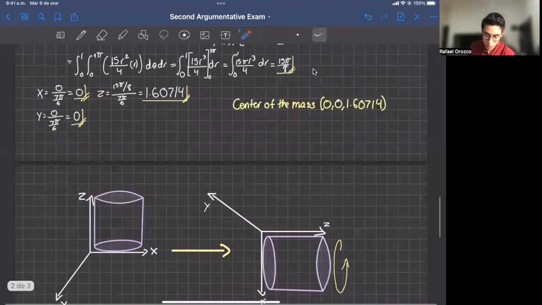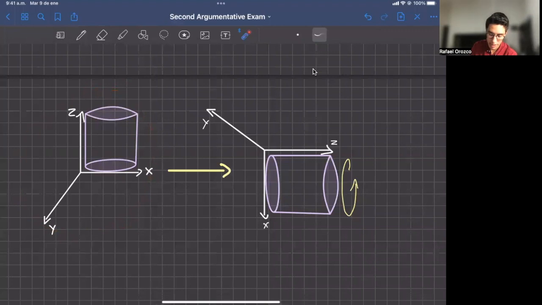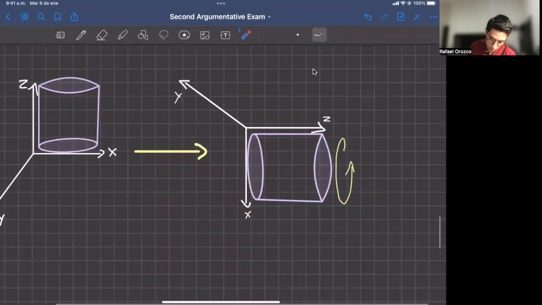The center of mass of the second problem is 0, 0, 1.60. This will be correct because this is our cylinder, and if we rotate it pi and a half, we will have this expression, and this will be correct because the best way of movement of the cylinder will be in z, as we see in this graphic.